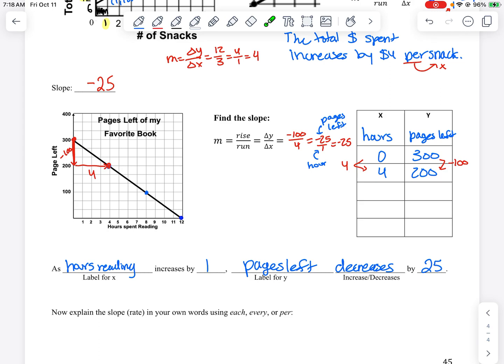So make sure we pay attention to the scale, what it's counting by, especially on our real world graphs. Make sure we pay attention to the sign. I highly recommend that you write yourself a little table. You really only need 2 points to find the slope, but you could check it with more points.